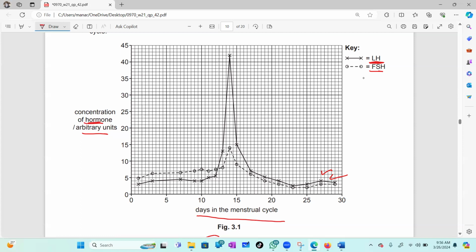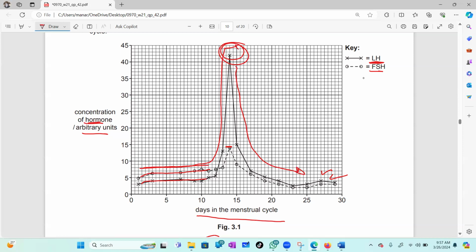If you notice, at the beginning, both of them were constant. But the follicle stimulating hormone had a higher concentration than the luteinizing hormone, but they were both increasing slowly. And then they increased suddenly, both of them peaked at ovulation. And always the luteinizing hormone is more than the follicle stimulating hormone. And then they both what? Decrease.